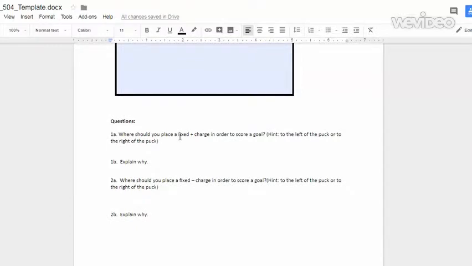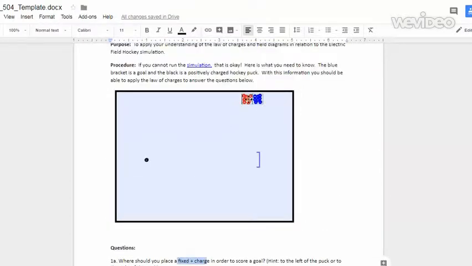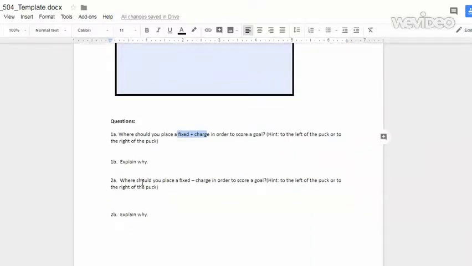Question 1 asks you, where would you place a positive charge in order to do that? So if I actually took one of these positive charges out of this basket and put it somewhere on the screen, where would I want to put it in order to make the black hockey puck score a goal? As well, in question 2, they're really asking the same thing, but instead of a positive charge, where would we put a fixed negative charge? When you're answering both of these questions, be sure to do part B and explain why as well.